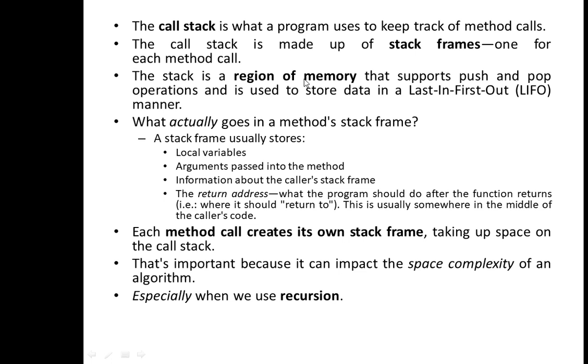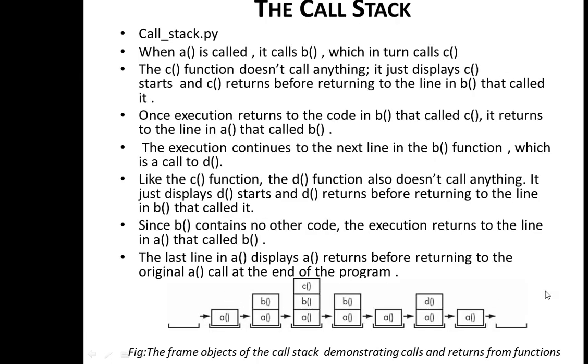Now the same concept has been demonstrated in this diagram here. So these are the frame objects. Each one is a frame object. This is a frame object for A function, this is a frame object for B function. And this diagram is demonstrating how call and return from functions are handled.